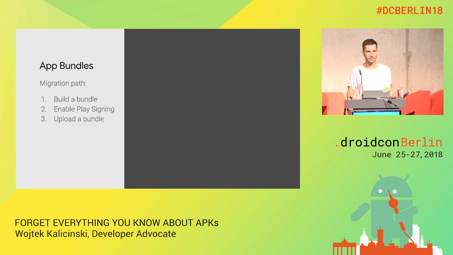Forget the dynamic feature module for now. So in order to convert your app into using this new format, you have to build a bundle, enable Play signing, because Play Store has to be able to re-sign those split APKs on your behalf, and then upload a bundle. And to do that, literally, instead of building your app with assemble release, you build with bundle release, and you're done. There are no code changes. You don't have to do anything. Literally, just build a bundle, upload it to Play, and let dynamic delivery do its part. So that's great.